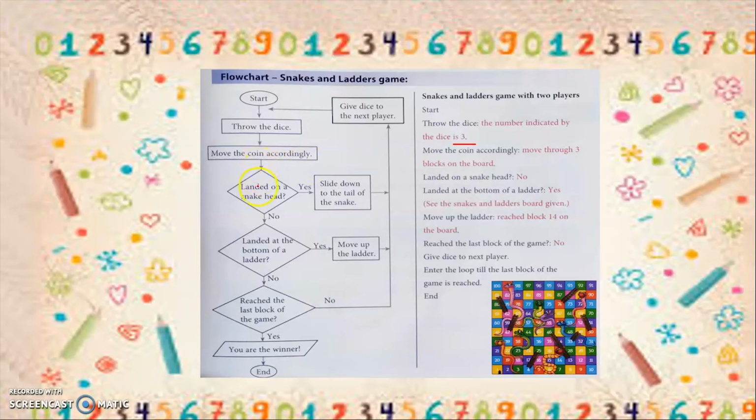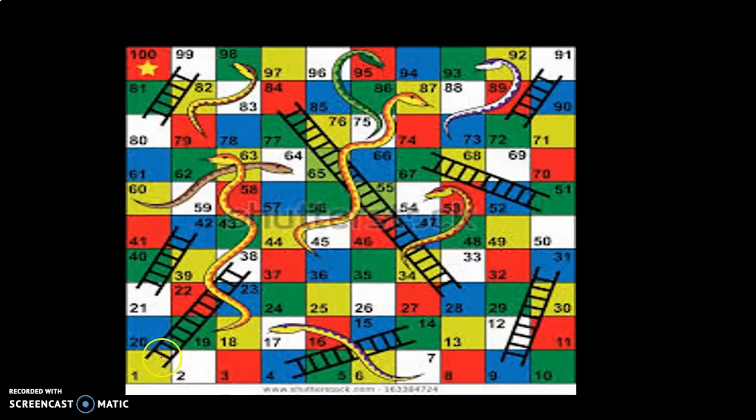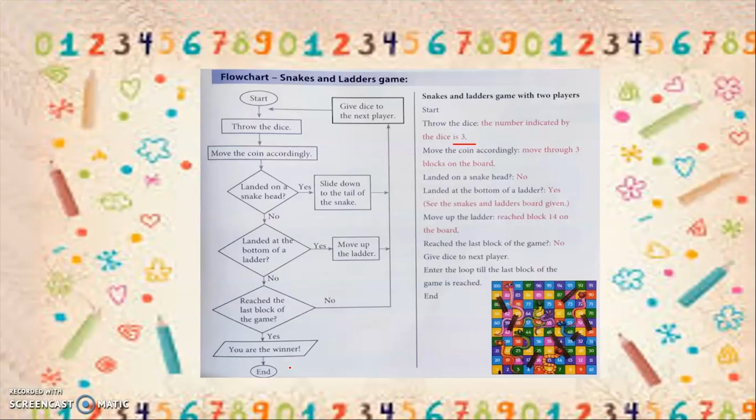Then our next step is what? The decision making step. Have you landed on a snake head? So here you will start. You are moving 3 steps: 1, 2 and 3. So what is our question? Have you landed on a snake's head? See here, is any snake there? No. So what will be your answer? Your answer will be no. So our answer is no. Then I'm moving on to this step.